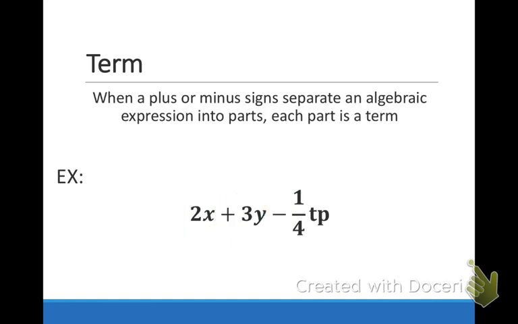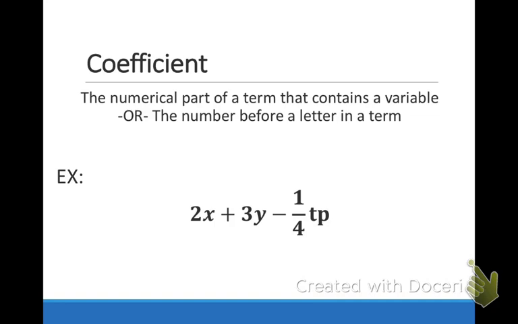Next, I'm going to look at the vocabulary word coefficient. A coefficient is the numerical part of a term that contains a variable. It having a variable is key information. A more simple way to refer to that is the number before a letter. So as I am looking at my same example here, I am looking at the 2 in front of the x, the 3 in front of the y, and the 1/4 in front of the TP. Those are my coefficients, the numbers before letters in my terms.